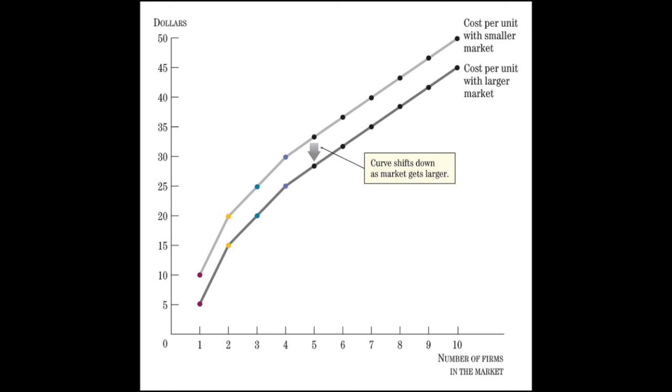This figure illustrates the relationship between the number of firms in a market and the cost of production per unit. With the same sized market, a larger number of firms will result in a higher cost per unit. However, as the market size becomes larger, the curve shifts down, representing lower cost per unit with the larger market.